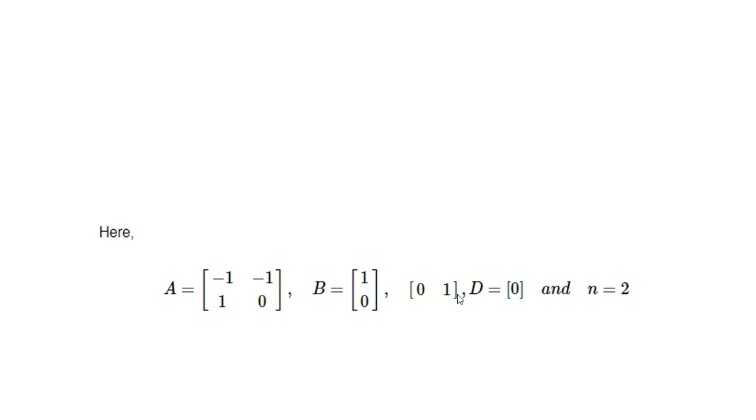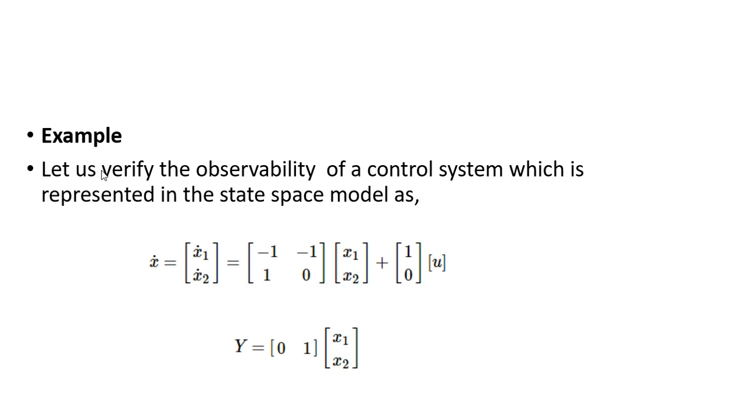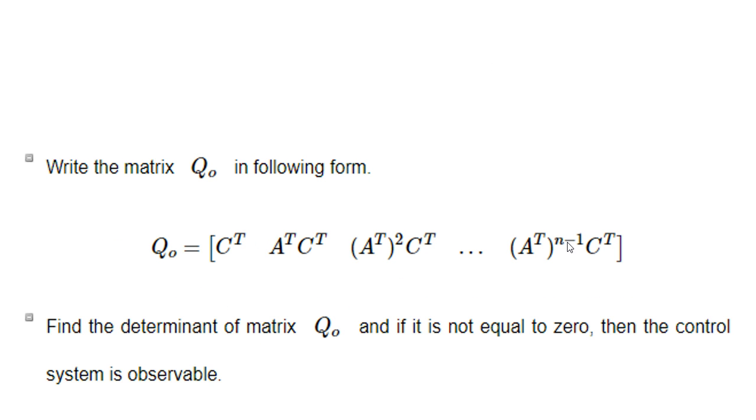Similarly, C has a row, which will be converted into one column in its transpose form. So CT is equal to 0 1. Now, as per our formula, N is equal to 2. Let us put N equal to 2 in this equation. It becomes AT raised to 2 minus 1, that is 1, into CT. So again it is restricted to only two terms, that is CT and the second term AT CT. And we have to find the matrix of that.